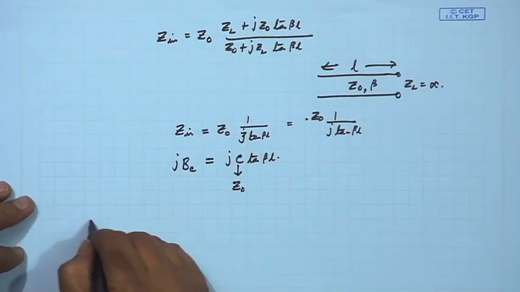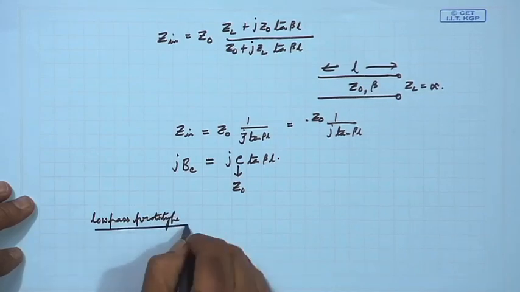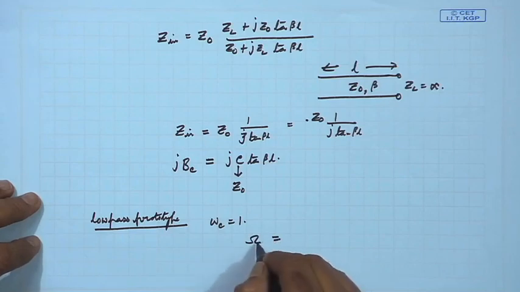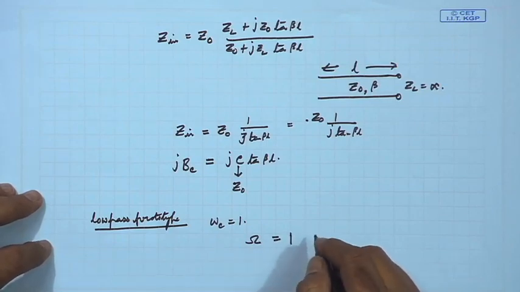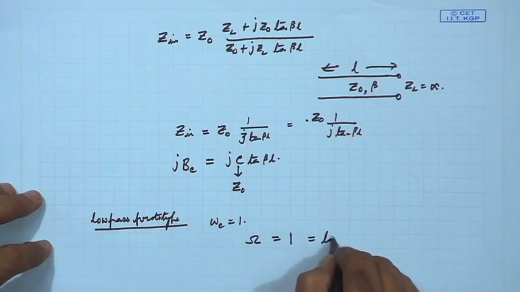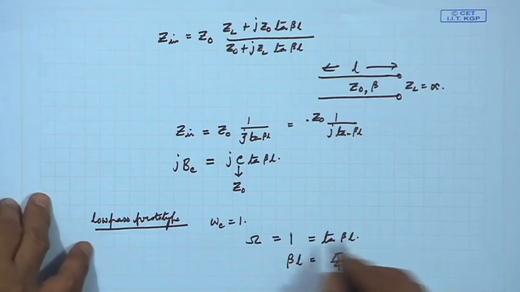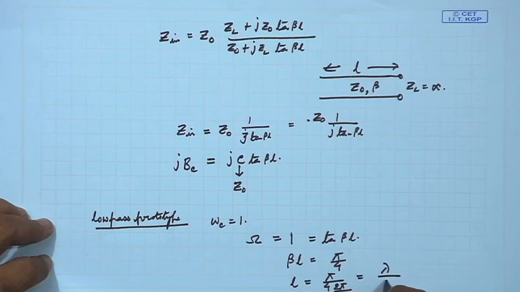Also, for the low pass prototype, the cutoff frequency was ω_c equal to 1. In Richard's transformation the mapping is to this Ω plane, so capital Ω is now 1. So, that is equal to tan βl. This gives us the length l. Can I say that this implies βl is π by 4, because tan π by 4 is 1? So, from that I can solve for l is equal to π by 4 divided by β, where β is 2π by λ. So, I get λ by 8.